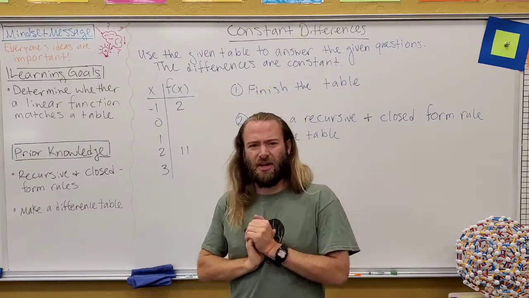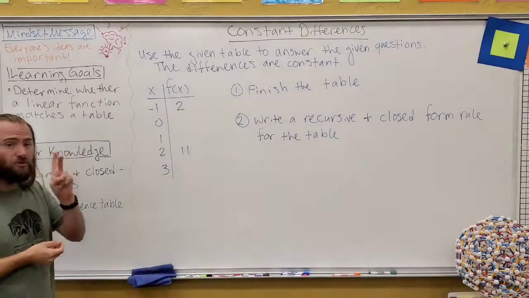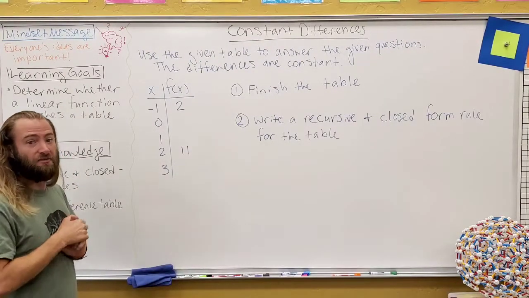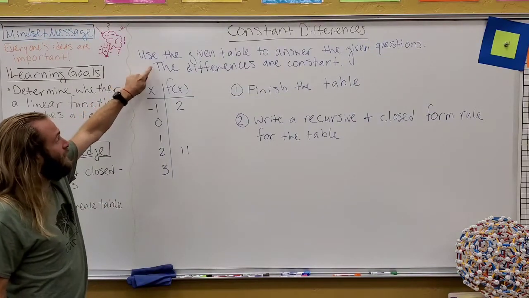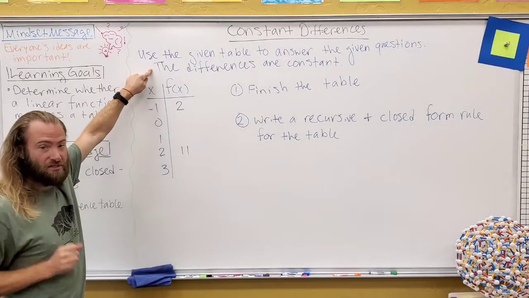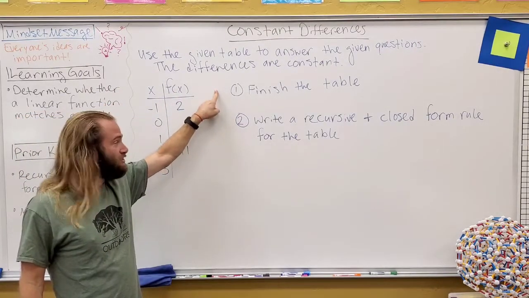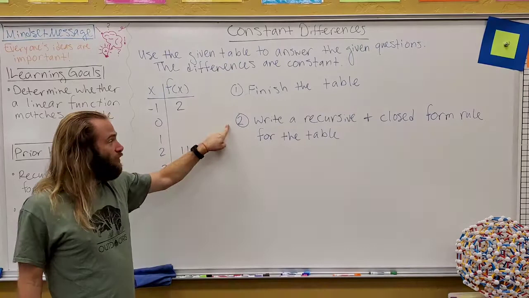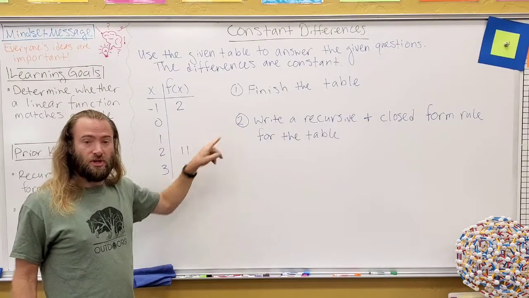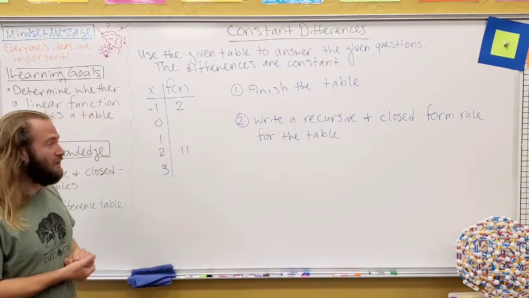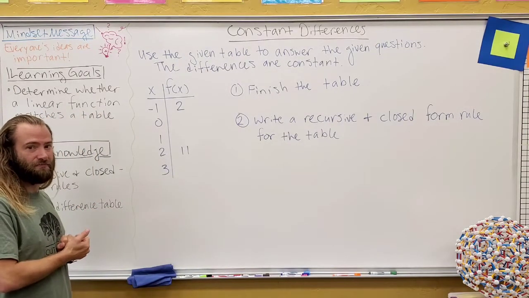Okay? So let's go ahead and dive in with an example of two warm-up problems for you to do yourselves. Okay? So here's a table given, and I'm telling you that the differences are constant. So first of all, finish the table, and once you're finished filling in the table, then I want you to write a recursive and closed form rule for the table. So you can go ahead and pause right now, and then work on those two, and then we'll come back together and look at them together.